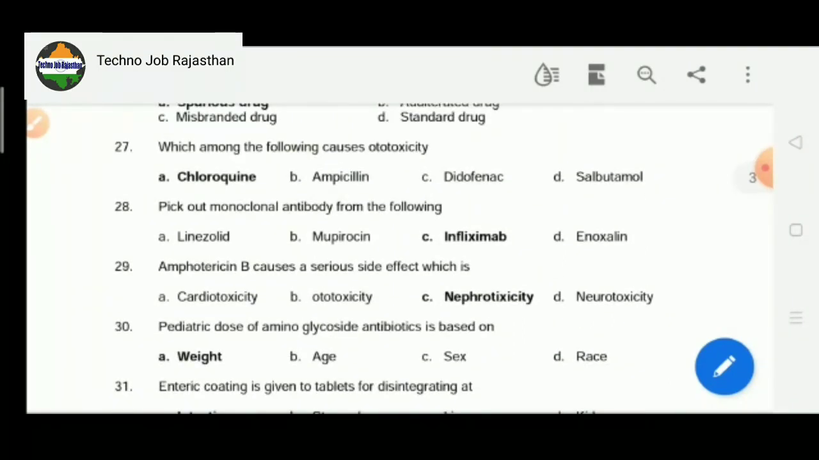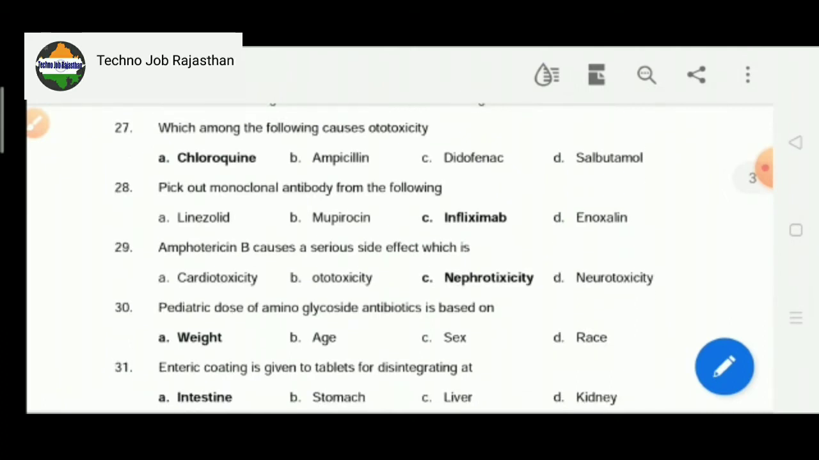Question number 28. Pick out the monoclonal antibody from the following. Option A is linezolid, option B is mupirocin, option C is infliximab, option D is inosalin. So the correct answer is option C, that is infliximab.